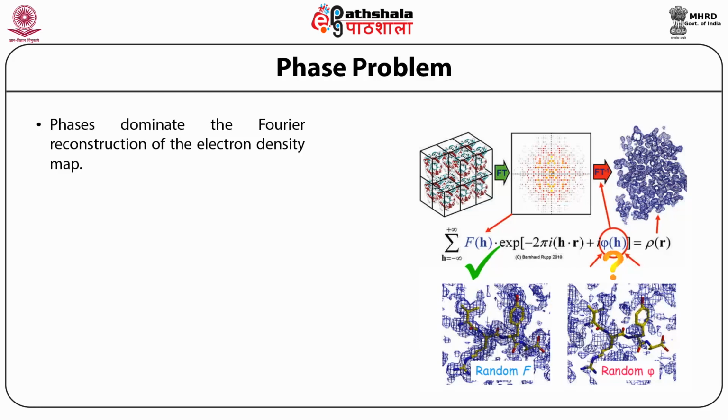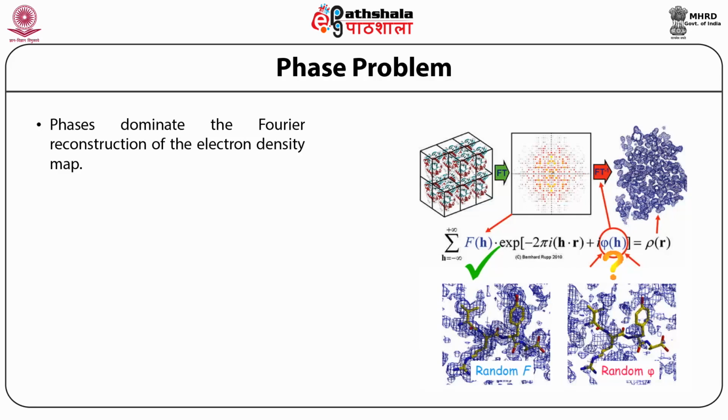To keep this in the equation, the one piece of information which is missing is the phase angle. So the phase angle is very important. Below, two pictures are shown. If you have a random phase and proper experimental amplitudes, intensities, the electron density is pretty bad. But on the left side, if you have random intensities and the correct phase, you still have good electron density. That means the phase is very important for good electron density, and it dominates the Fourier reconstruction of the electron density map.